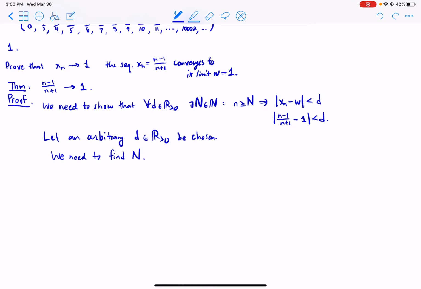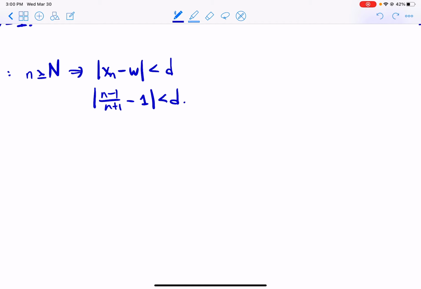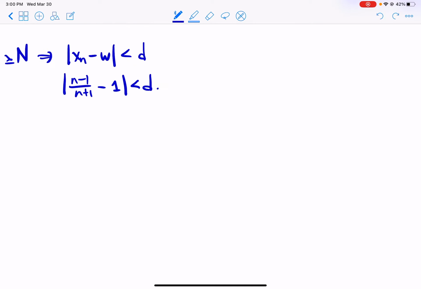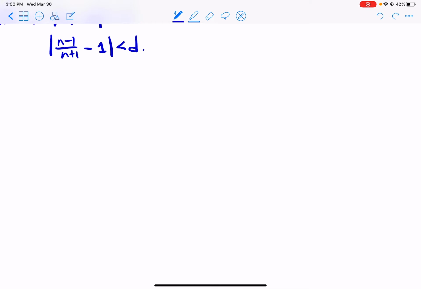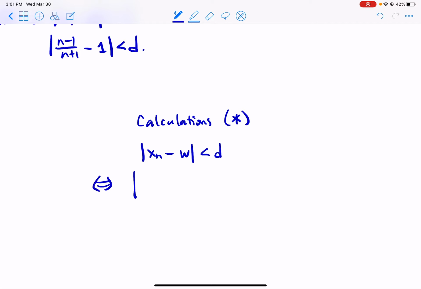And so now I'm actually going to stop my theorem and just play around with this expression. This is the thing I want to be true. Over here, I'm going to do some calculations, and I'm going to give them a name, star, because I'll probably use the result of these. So first of all, x sub n minus w less than d becomes, just by definition of this problem, where the limit is 1 and the sequence has that formula, d has been given, it's arbitrary.